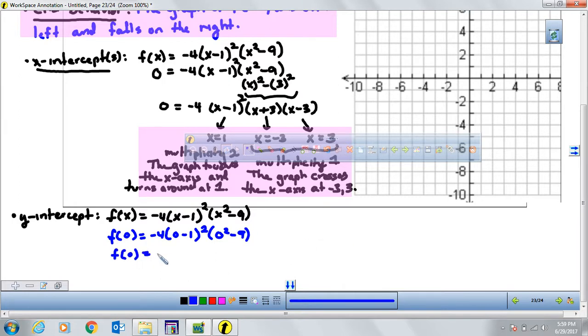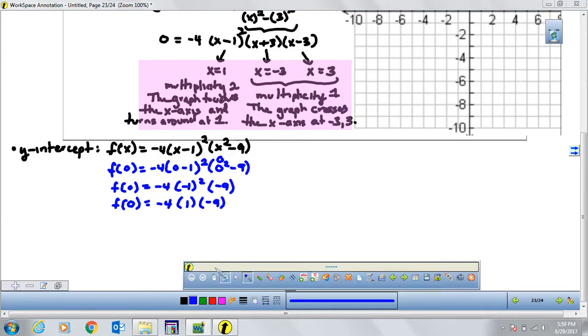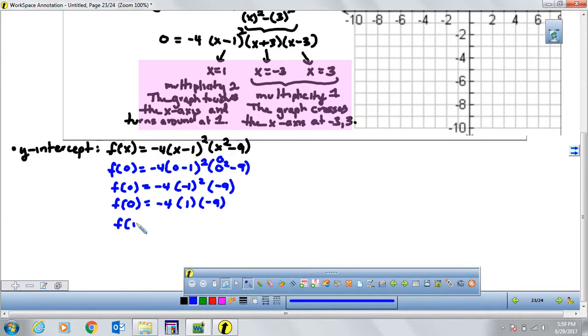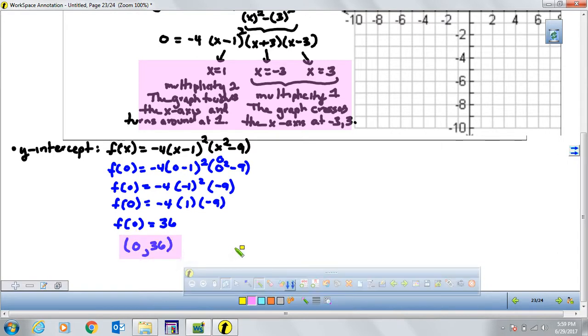So 0 minus 1 is negative 1. 0 squared is 0, minus 9 is negative 9. Now let's square that parenthesis. Negative 1 squared is a positive 1. So if I multiply these three values, negative 4 times 1 times negative 9, it's going to give me a positive 36. That means it crosses the y-axis at (0, 36). That's what my y-intercept is going to be.